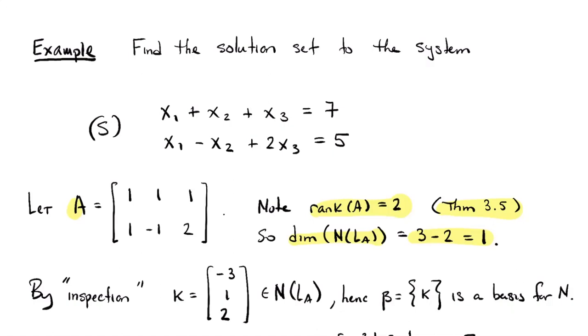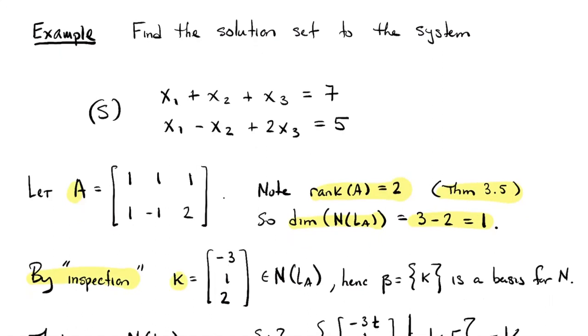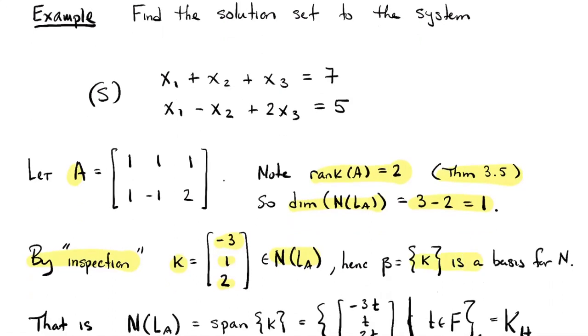So this is the part I meant by thin air. By inspection, you can stop the video and check that this element, little k, the vector (-3, 1, 2), is in the null space. It is a solution to the homogeneous system of equations. If you replace x1 with -3, x2 with 1 and x3 with 2, then both equations will equal 0. It's a one-dimensional null space. I've got a non-zero vector in it, so that non-zero vector is a basis for the null space.